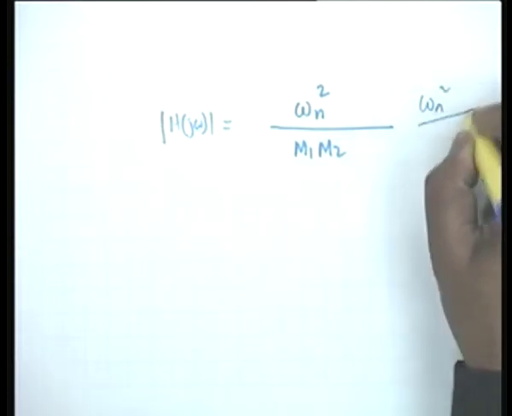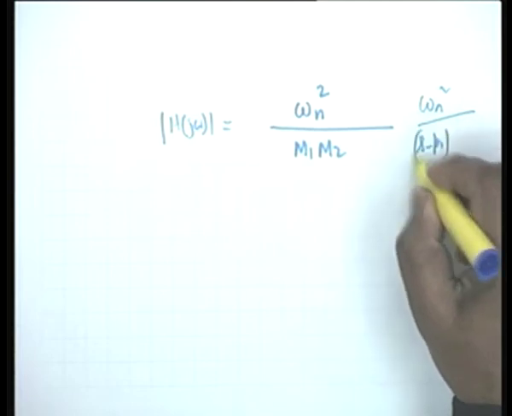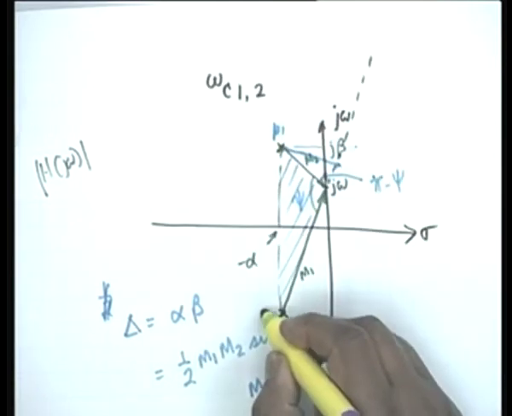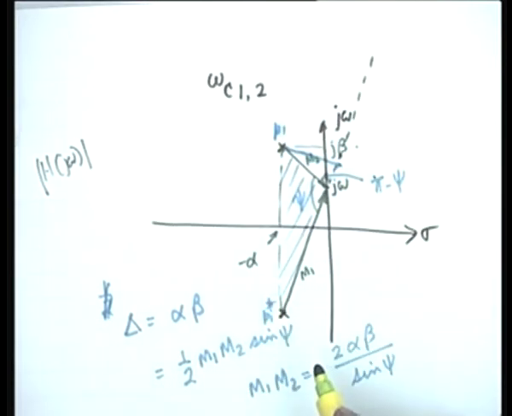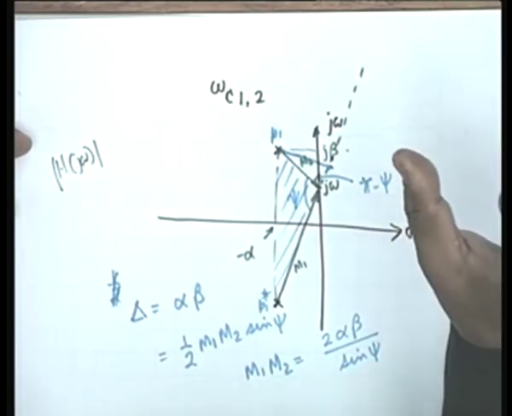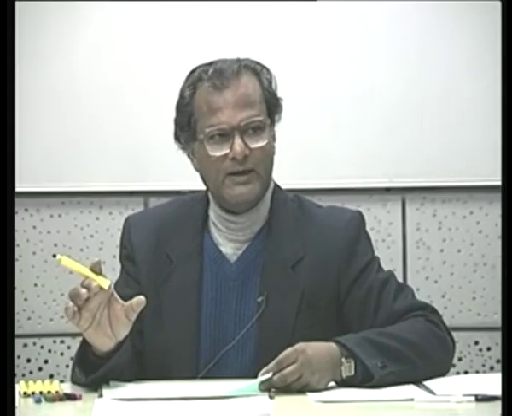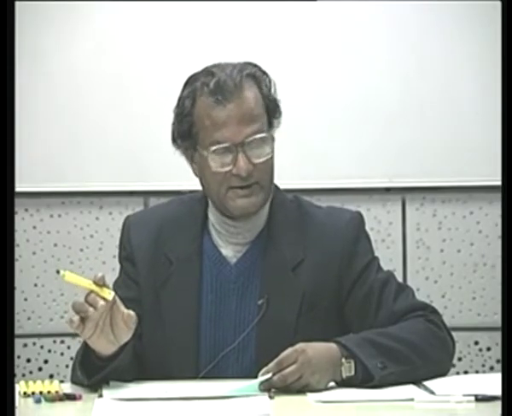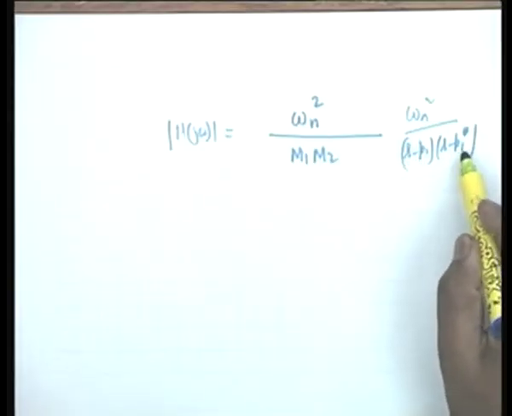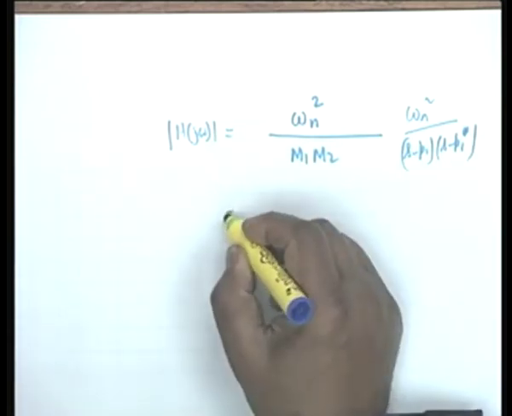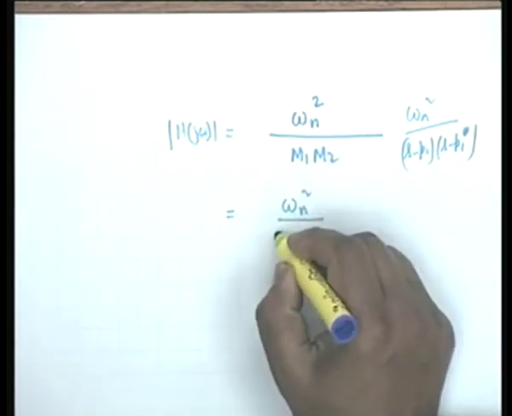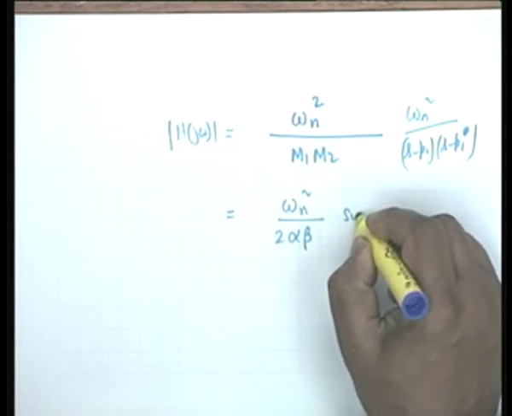What was our function? Omega n squared divided by s minus p1 times s minus p1 star. If you call this p1 and this p1 star, then the magnitude at any frequency is simply the product of the zero factors divided by the product of the pole vectors. There are no zeros, and therefore it is only the product of the pole vectors j omega minus p1, j omega minus p1 star. And since we have found m1 m2, this is equal to omega n squared divided by 2 alpha beta multiplied by sine psi.